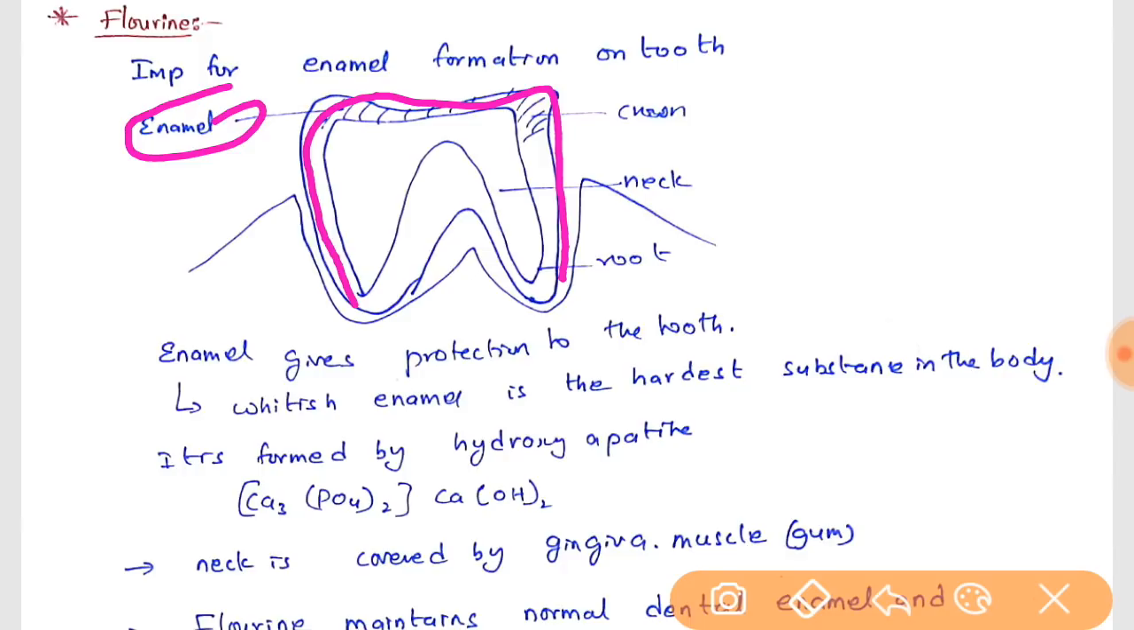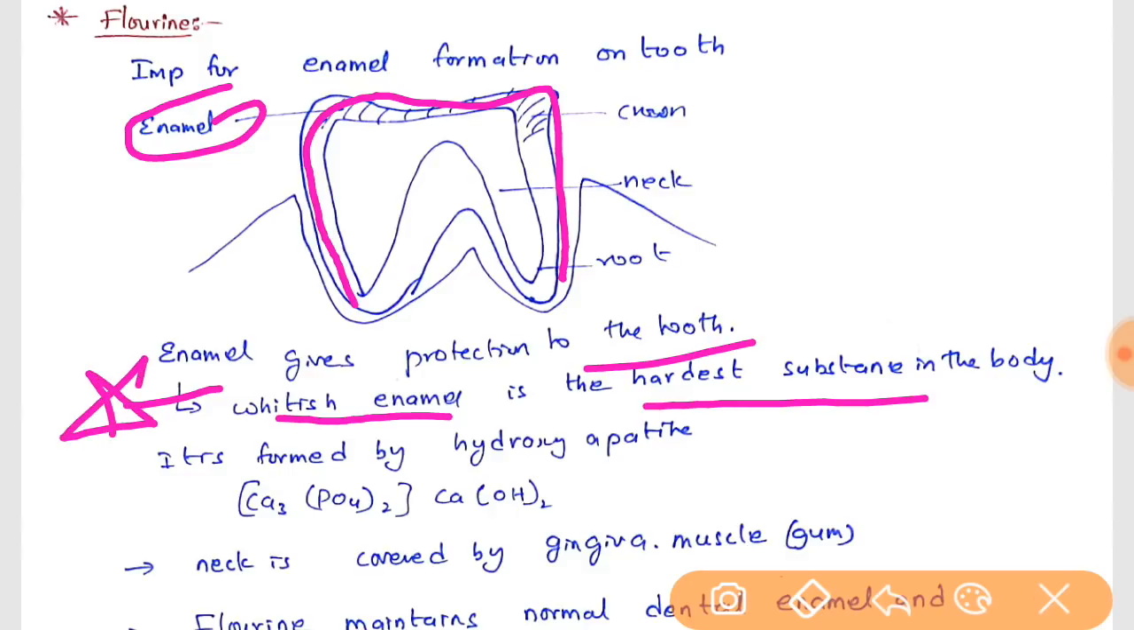This enamel gets eroded if you take very cold water, cold ice cubes or cold food, or even very hot food. Enamel gives protection to the teeth, and this whitish enamel is the hardest substance in our body. You have to remember this.